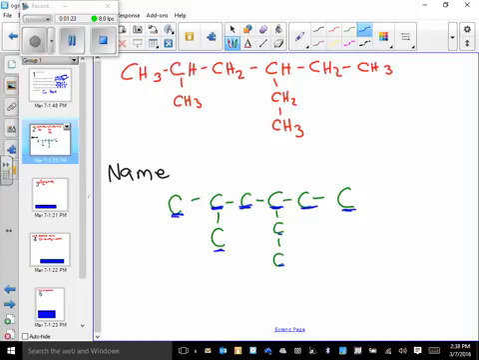Is this the same one? Yeah, it's slightly different. It's very similar to the example we did. Hexane is my parent chain.